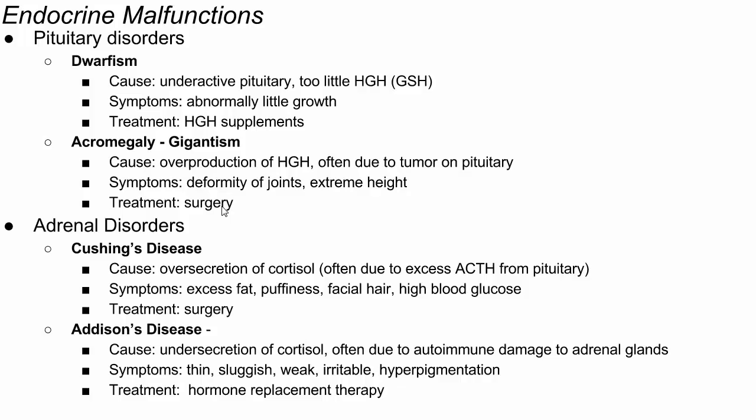Then they give artificial hormones to those people to take the place of the part of the adrenal gland that was removed. Addison's disease is the opposite, caused by undersecretion of cortisol. Sometimes it's due to autoimmune damage to the adrenal glands. It leads to people being very thin, having low energy, being weak and irritable, and having hyperpigmentation, where they have pigments in their skin that are much darker than other parts. It often shows up in the gums, these dark areas in their gums. Treatment would be to replace that cortisol with artificial medications that replace the deficiency in cortisol.